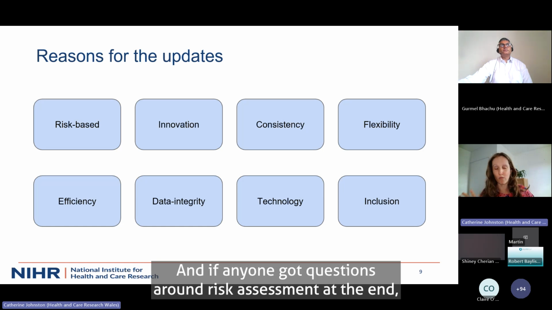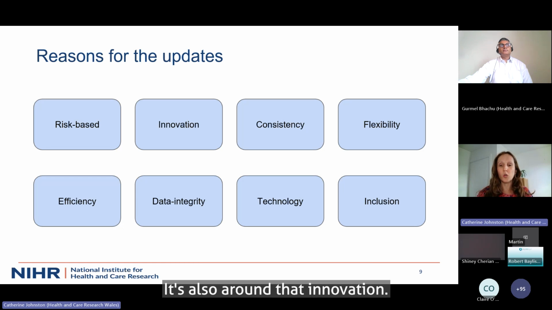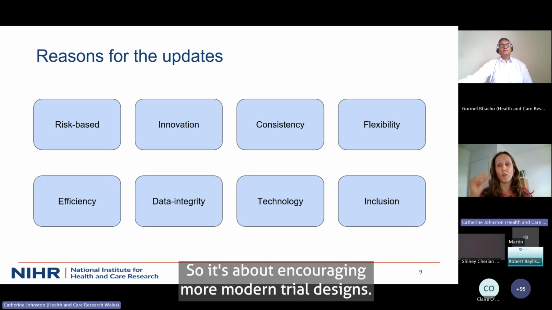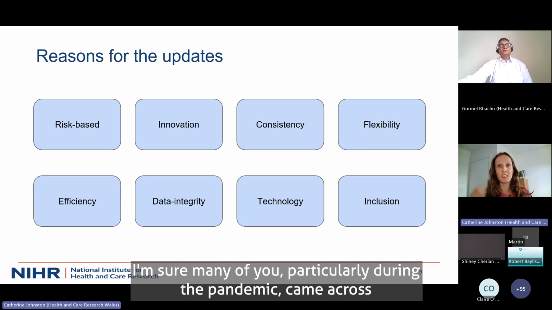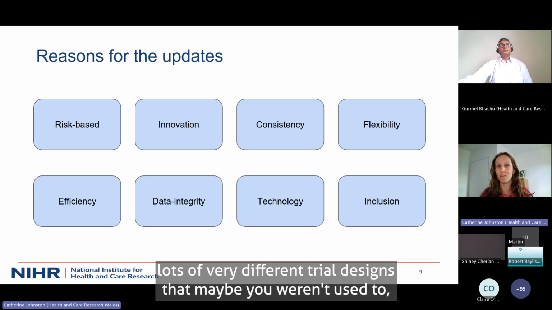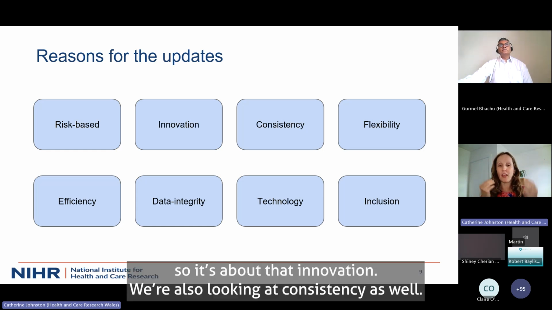If anyone's got questions around risk assessments at the end, please feel free to ask and I can go into more detail. It's also around that innovation. So it's around encouraging more modern trial designs. I'm sure many of you, particularly during the pandemic, came across lots of very different trial designs that maybe you weren't used to, working with decentralized methods, aspects like that. So it's about that innovation.